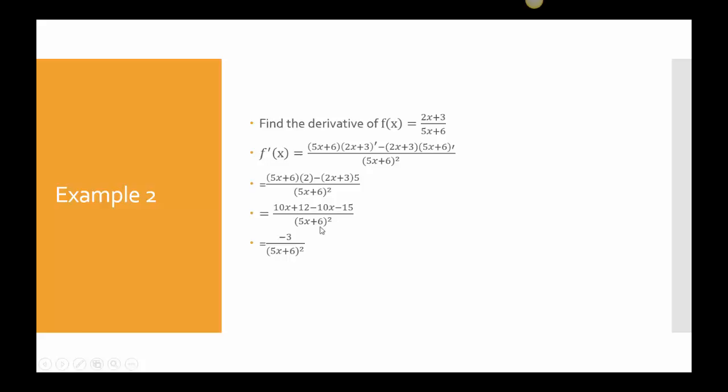Well, this works out kind of pretty. You can see I have a 10x and I have a negative 10x, so those two things are going to cancel out. And if you want to, we could just go ahead and cancel them. So let's get rid of that. And then I have 12 minus 15, which gives me negative 3. So my final answer is negative 3 over 5x plus 6 squared.